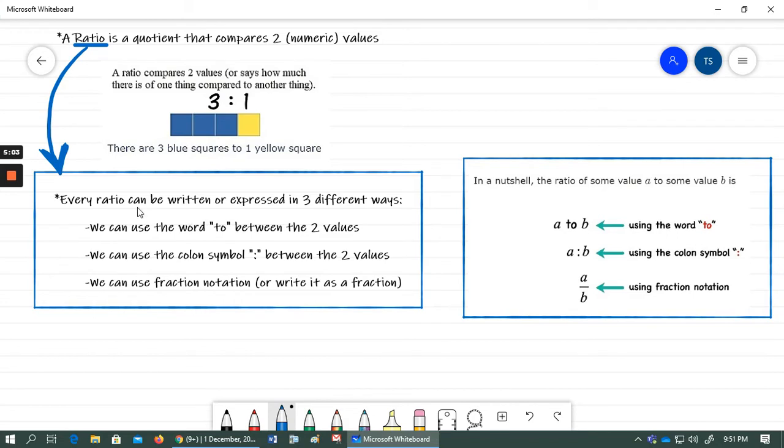Every ratio can be written or expressed in three different ways. We can use the word "to" between the two values, like what you see over here to the right, if we were going to write a ratio of some value A to some value B.